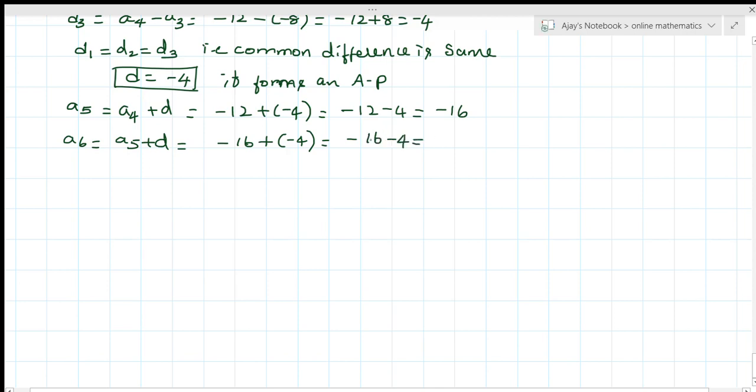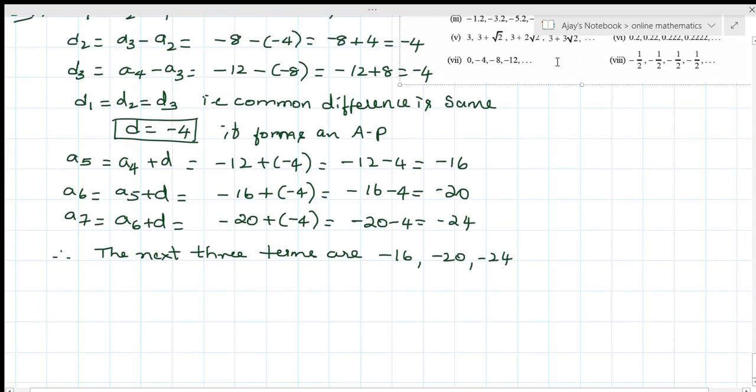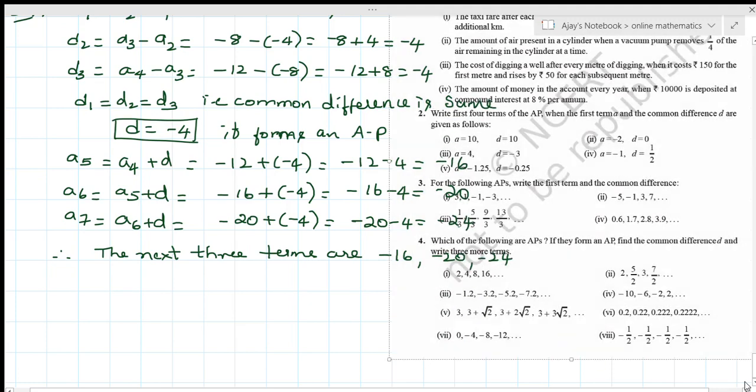So it turns out to be minus 20. A7 is A6 plus D, that is minus 20 plus of minus 4, so it is minus 20 minus 4, minus 24. So therefore the next three terms are minus 16, minus 20, minus 24. I hope you understood this problem. So we just solved the last problem. In the next video I'll continue this exercise.